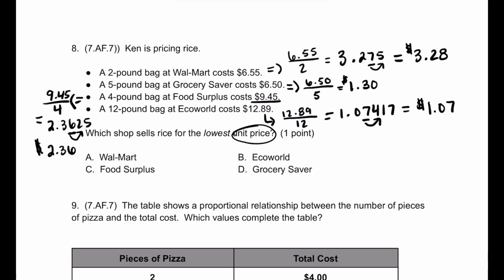So looking at my options here, I have $3.28, $1.30, $1.07, and $2.36. That means EcoWorld is the cheapest one out of all of them, so letter B is your answer.